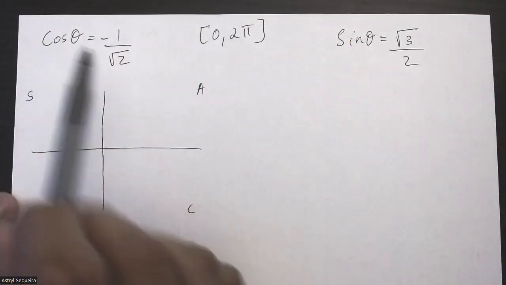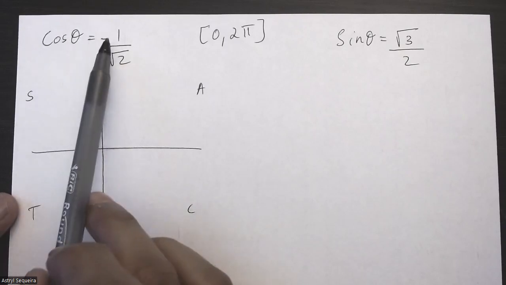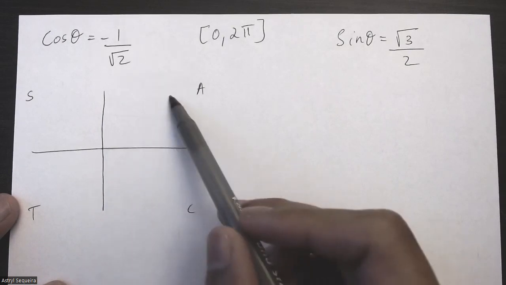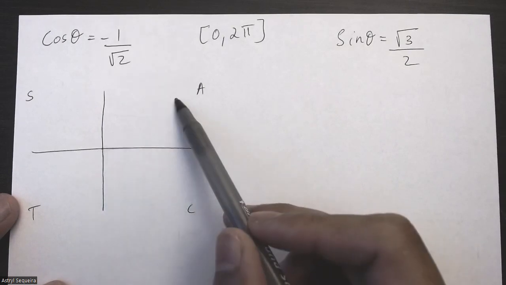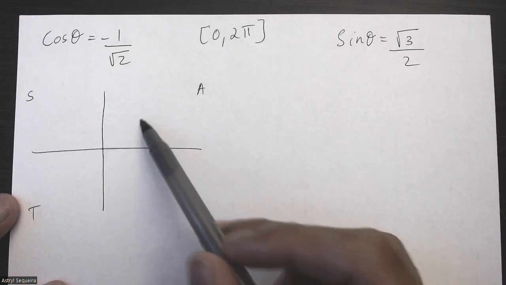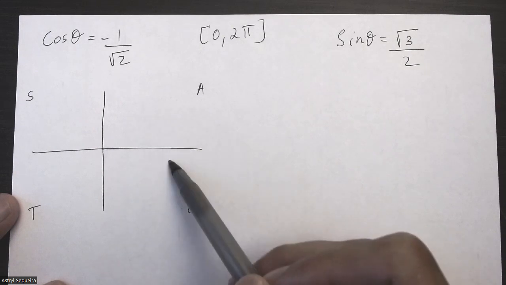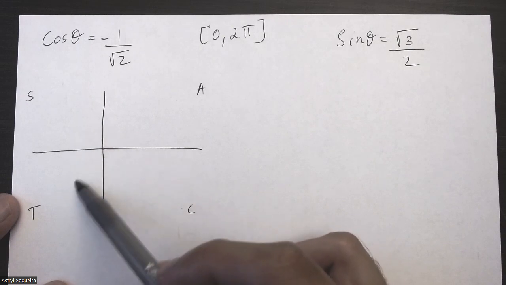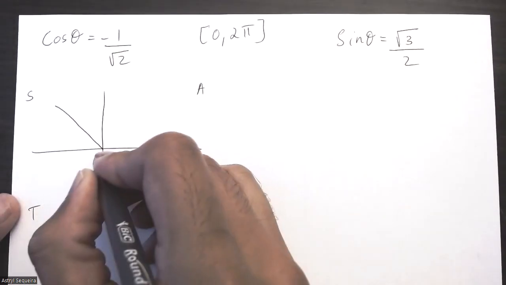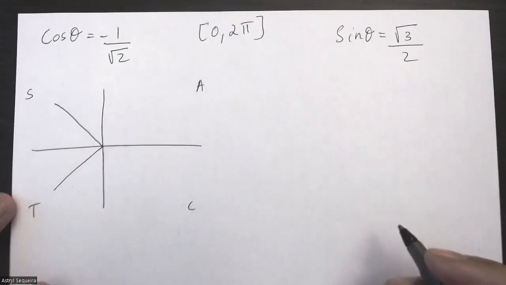So we need to find out which quadrant cos is negative because we have a negative ratio here. So I know cos is positive in A and C. A stands for all are positive. C stands for cos is positive. So cos is positive in A and C, which means cos is negative in S and T, the opposite two quadrants. I'm going to draw my principal angles out there.